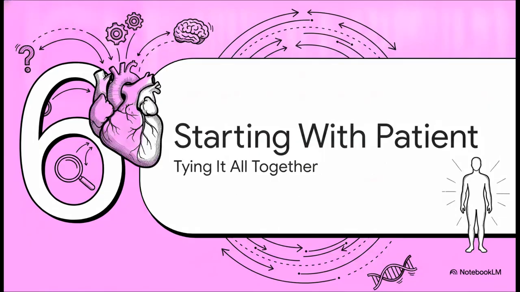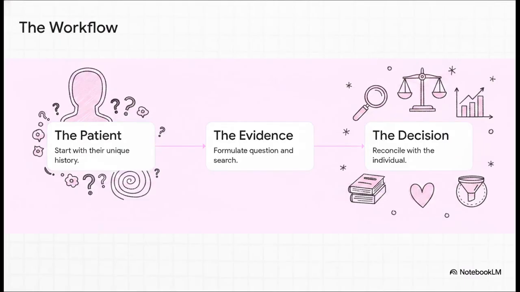Finally, let's look at starting with the patient, tying it all together. This workflow maps directly to Lesson 9 of the course, where we take a real, de-identified patient case from end to end. We kick things off with Step 1, the patient, looking at their unique history, symptoms, and personal values. Then, Step 2, the evidence. We formulate our specific clinical question, build a search to find the data, and critically appraise the trials and guidelines using everything we just talked about. We're checking the GRADE framework, assessing the test coverage, and looking for that industry influence.